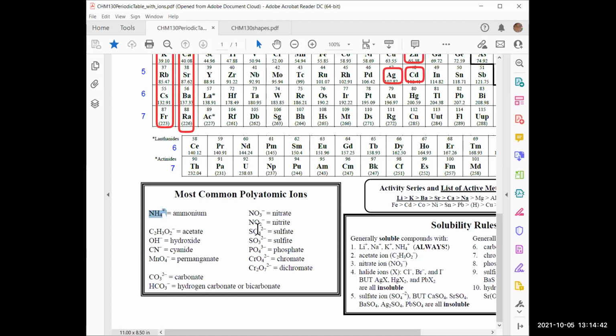Again, these polyatomic ions, we're going to use them later on. They come in a packet. If we need more than one, we just put a parenthesis around it and we put a subscript to tell us we need more. We need 2, 3, 4, whatever, okay?